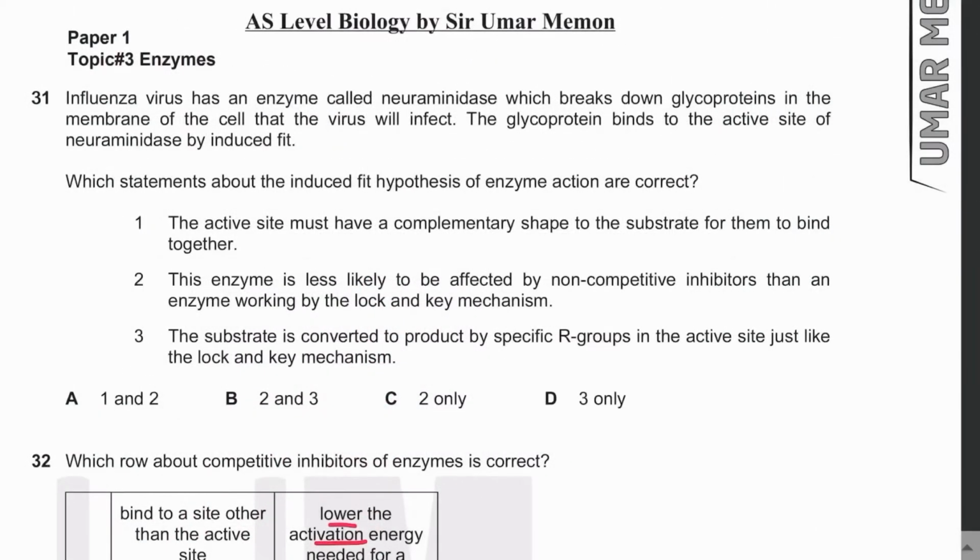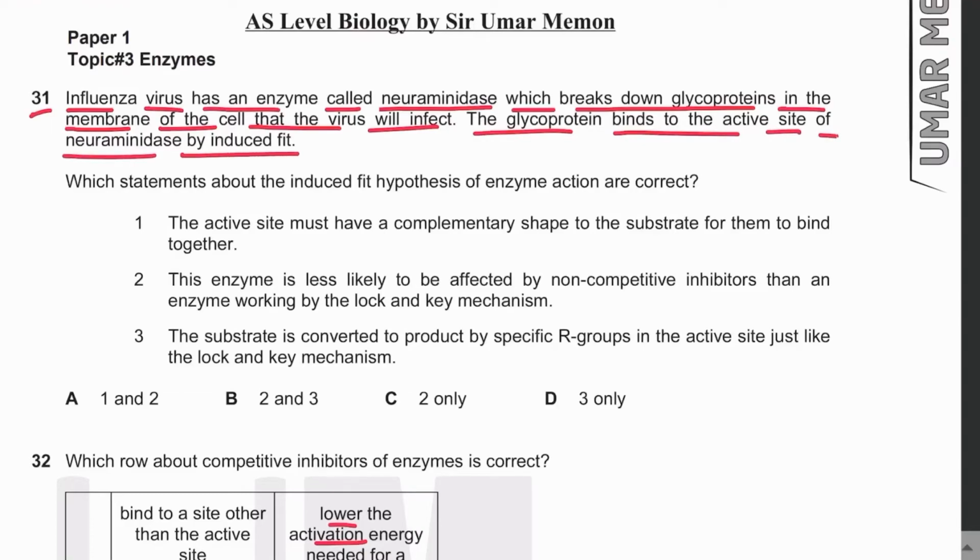Let's move on to MCQ number 31. Influenza virus has an enzyme called neuraminidase, which breaks down glycoproteins in the membrane of the cell that the virus will infect. The glycoprotein binds to the active site of the neuraminidase by induced fit. Which statements about the induced fit hypothesis of an enzyme action are correct? The active site must have a complementary shape to the substrate for them to bind together.